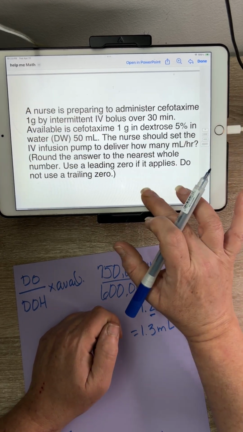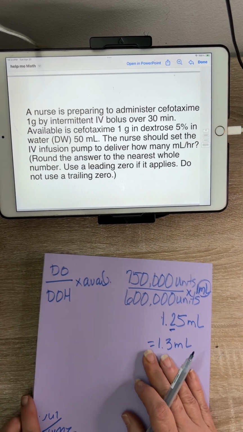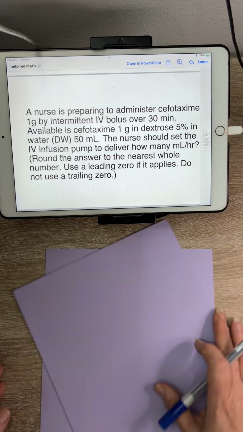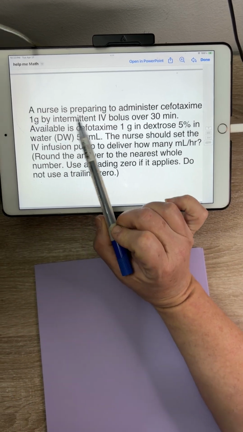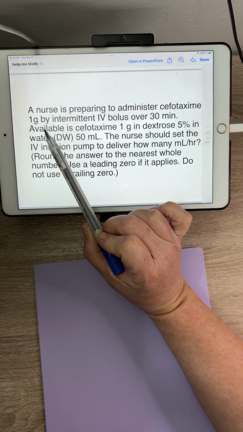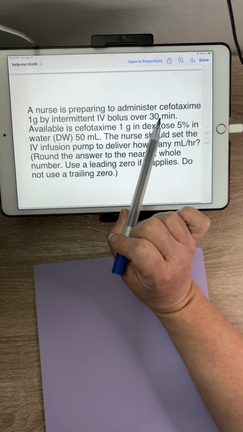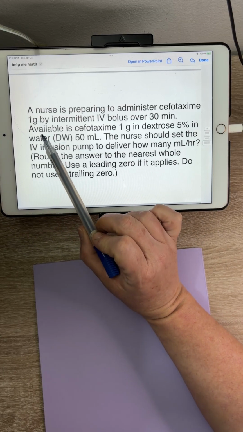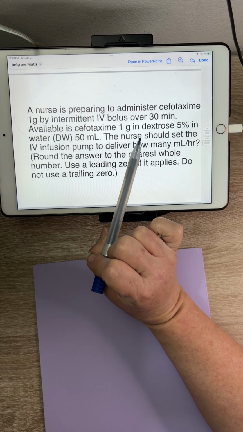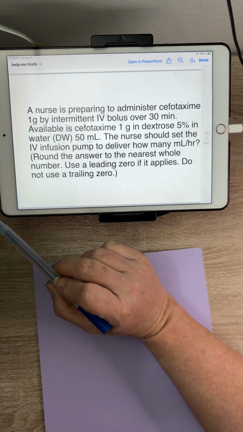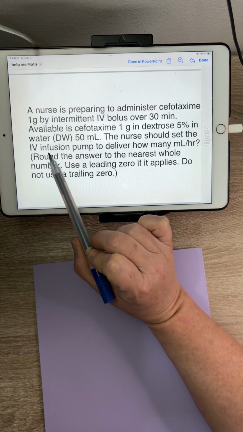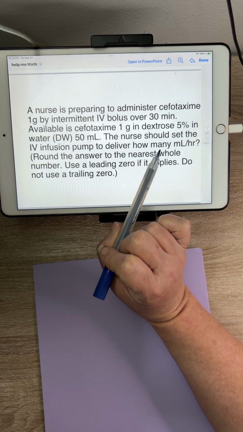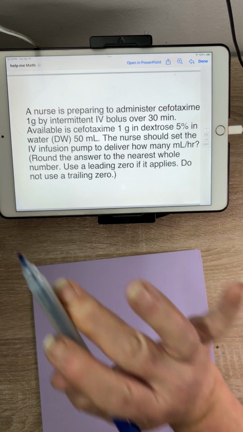Okay, and then this one, look at here. I'm fixing to turn that light bulb inside your head on bright. Okay, the nurse is preparing to administer that medicine, 1 gram by bolus over 30 minutes. And available, she's got that medicine, 1 gram in 50 milliliters. And Ethel wanted to know what she should set the IV pump at to deliver milliliters per hour.